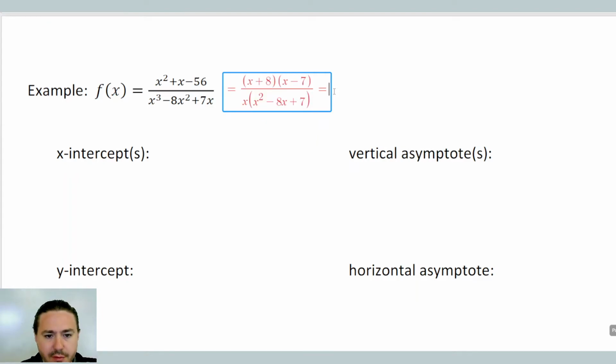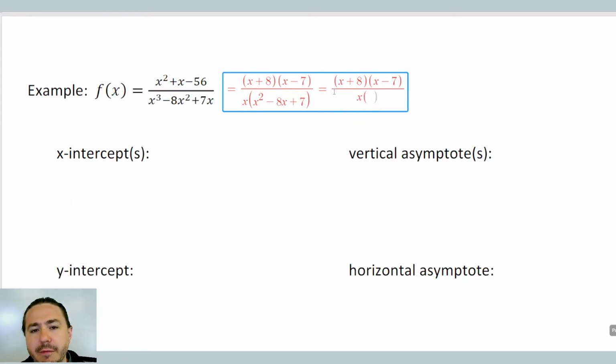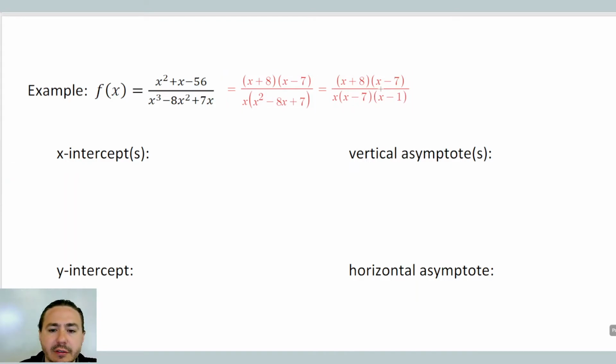Except I'm going to factor this denominator here. So I've got two numbers that multiply to give me 7, but add up to negative 8. That's going to be negative 7 and negative 1. So x minus 7 times x minus 1 are going to be my factors. You'll notice here that we have an x minus 7. So there's going to be a hole there. And so really to find the x-intercept, I just want to set x plus 8 equal to 0.